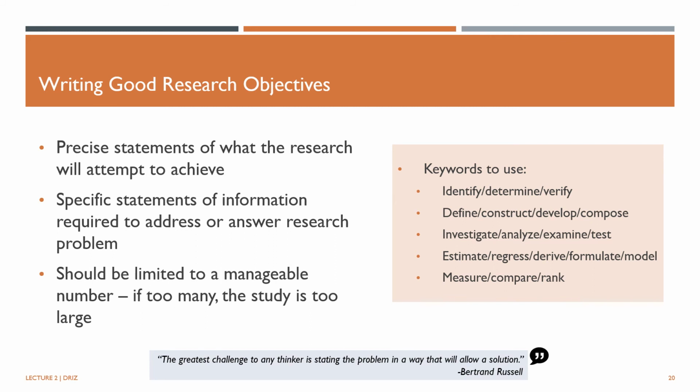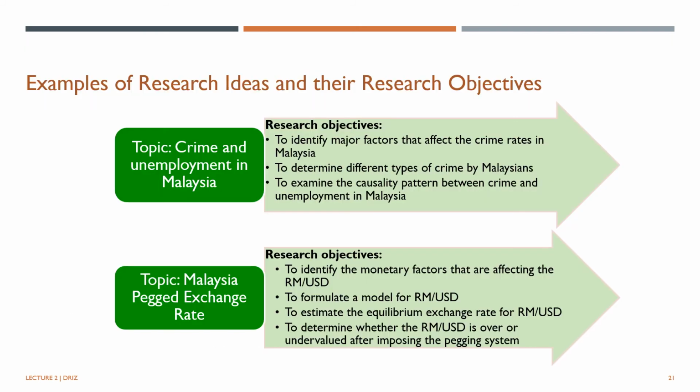Your research may begin with a general research question that can generate more detailed research questions, or you may use your general research question as a base to form a set of research objectives. Here are several keywords that you can use to write your research objectives. So here are several examples of research ideas and their research objectives. We use the same topics as before.